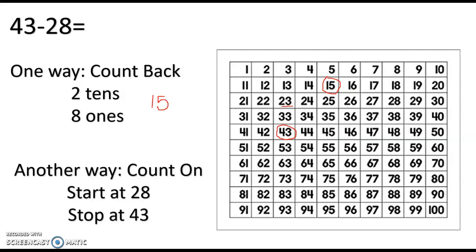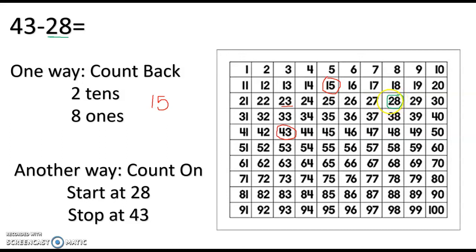Another way is by counting up. So we would start at the smaller number and count up to 43 to see how many numbers are in between. We're finding our difference. So starting at 28, we're going to count up to 43. So I can count by ones or I can count by tens and then ones. Let's start by counting by tens and then ones.